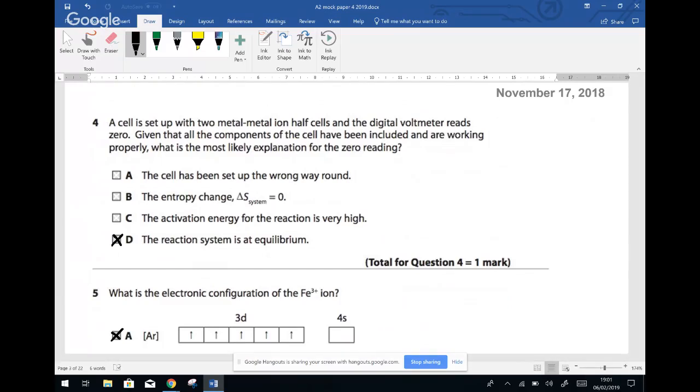Next, this cell is set up with 2 metal iron half cells. The digital voltmeter reads 0. Given that the components in the cells are all included and working properly, what is the most likely explanation for the 0 reading on the voltmeter? The cell has been set up in the wrong way. They have just discounted that one in the question.